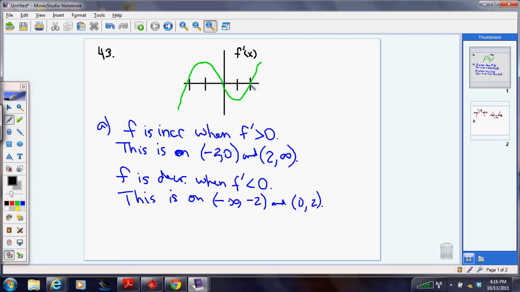A similar argument applies at x equals positive 2. F prime is negative right before x equals 2 and positive right after x equals 2. And so the graph of f is decreasing, then increasing, and so we have another local minimum at x equals 2.